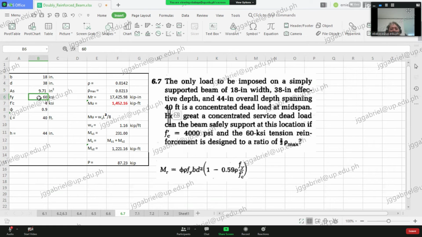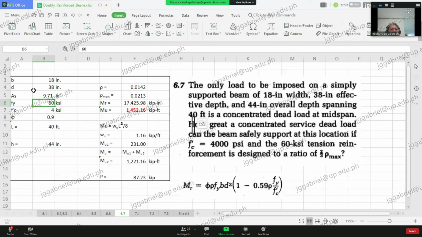Fy, that's given already, 60 KSI. Okay, and then F prime C, 4. Of course, yung phi, pareho lang, 0.9. Length is 40. Overall depth is 44 inches. Now, there are two components for the ultimate moment. The first component is the dead load. The dead load is the weight of the beam itself, which is computed here.